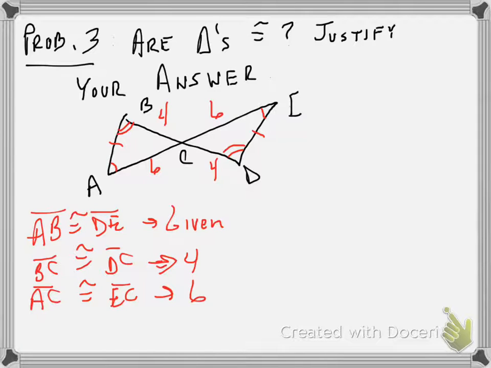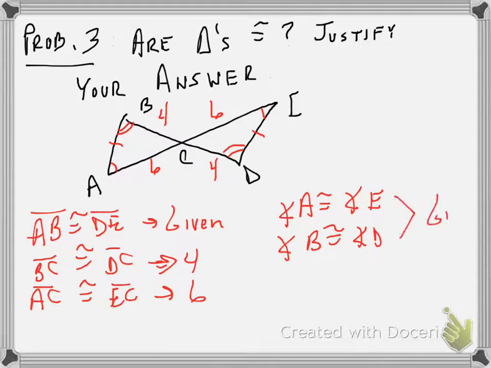Great, done. What about our angles? We know that angle A is congruent to angle E, and we know angle B is congruent to angle D because they're both given. Okay? Well, what can we do? We need the third angle. You need all three sides and all three angles to talk about triangles in this particular section.